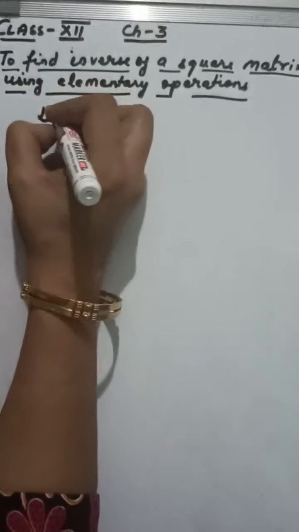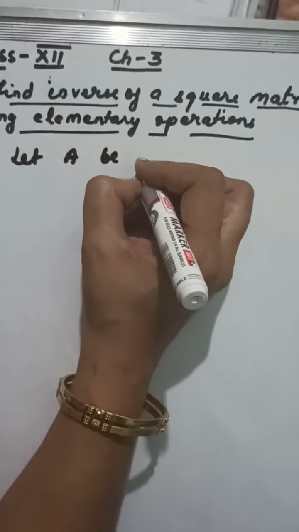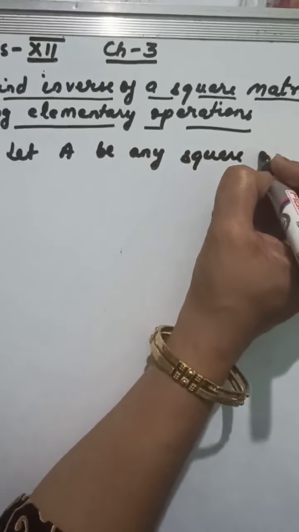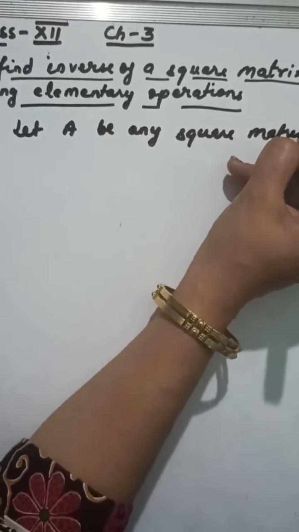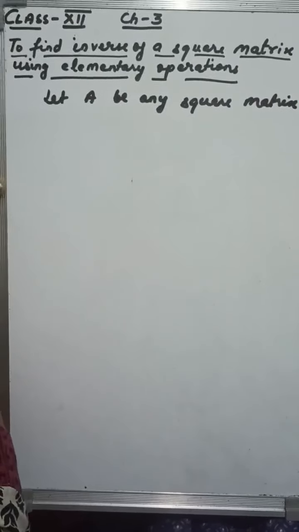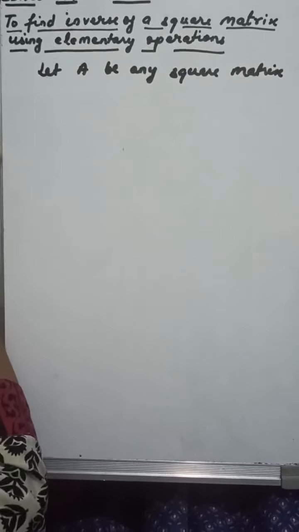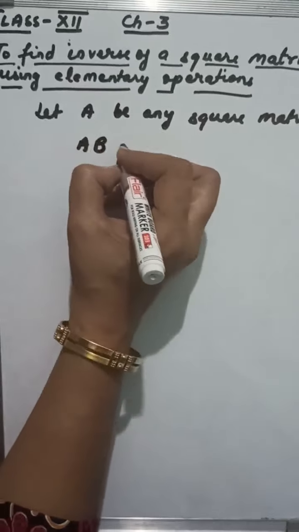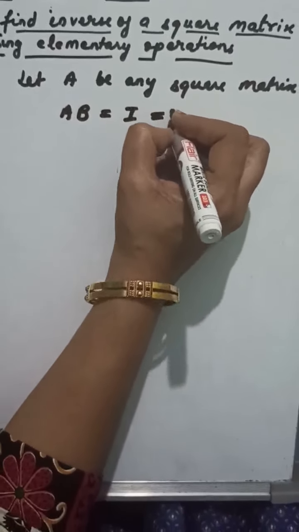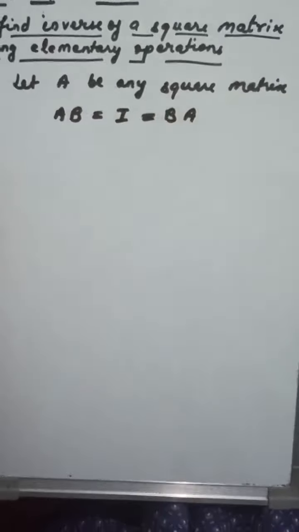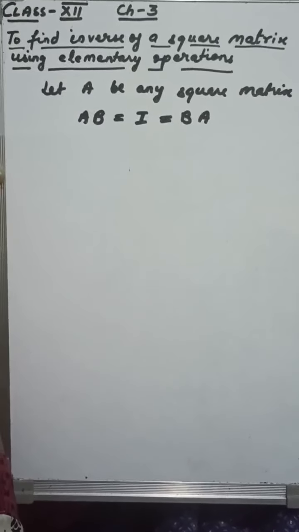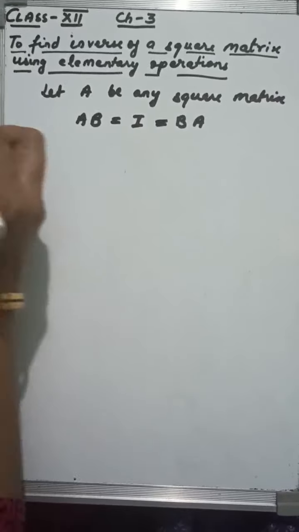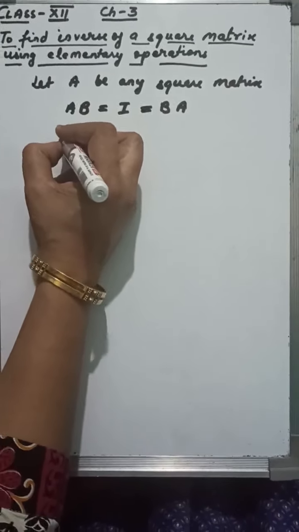Suppose A is any square matrix. Let A be any square matrix. Now, using elementary row operations or elementary column operations, we try to find another square matrix B, so that A into B is equal to identity and it is also equal to B into A. Now, as we calculate this B matrix, then A is the inverse of B and B is also the inverse of A.